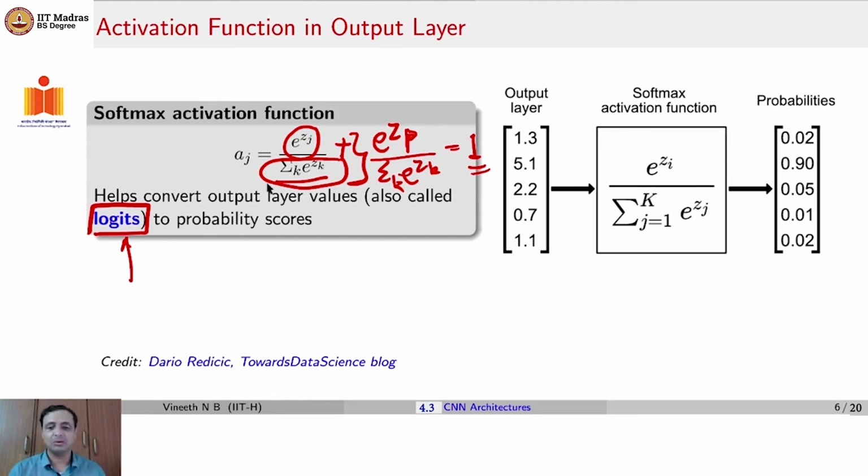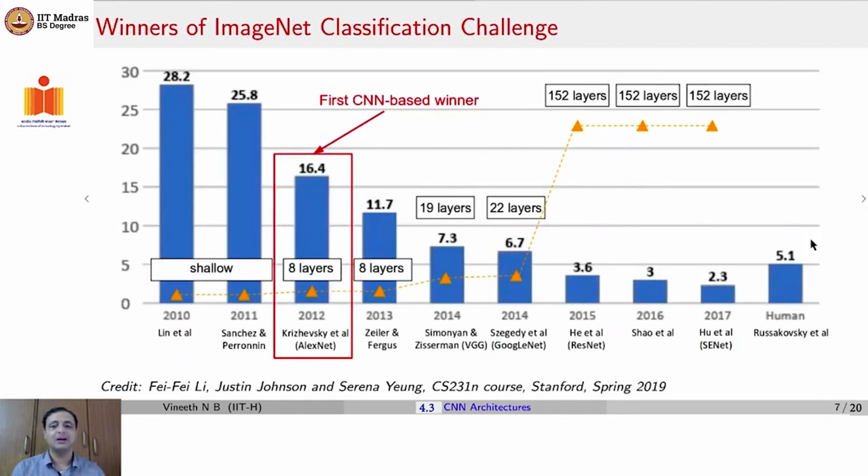Here is an example on the right. You see that the output layer gave a set of real values as output. By doing the softmax activation function, this became 0.02, 0.9, 0.05, 0.01 and 0.02. This is because of the exponential scaling of the values, and these add up to 1, allowing us to interpret that vector as a distribution over your output labels.